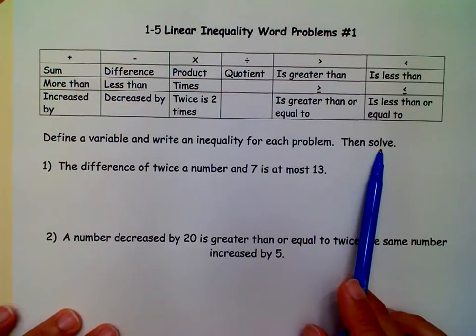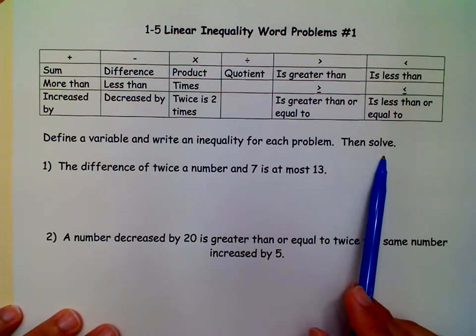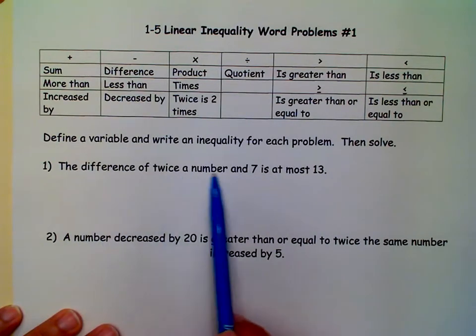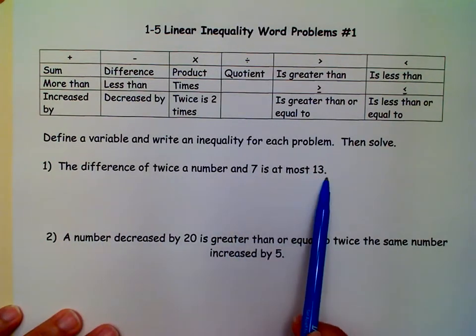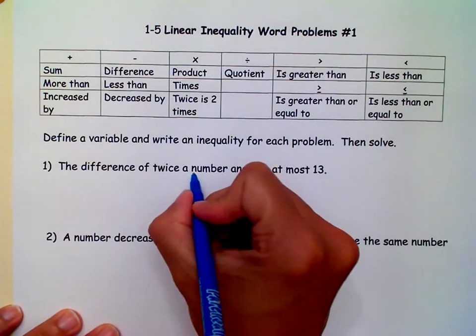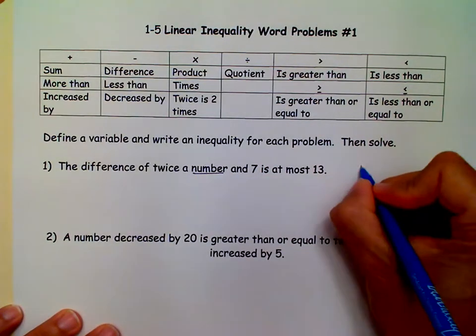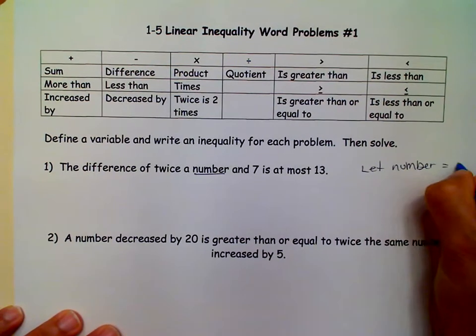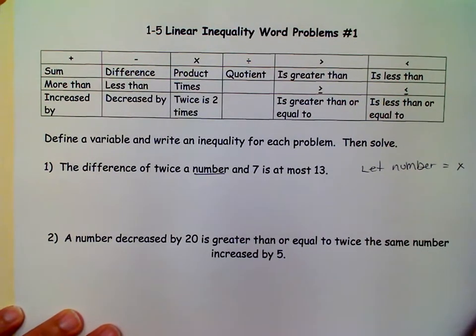So the first thing we want to do is say what our variable is going to be. That's what define a variable means. It says the difference of twice a number and 7 is at most 13. The number is our variable. So we're going to say let the number equal x. It doesn't matter what you say. You could say any letter, but that's our number.